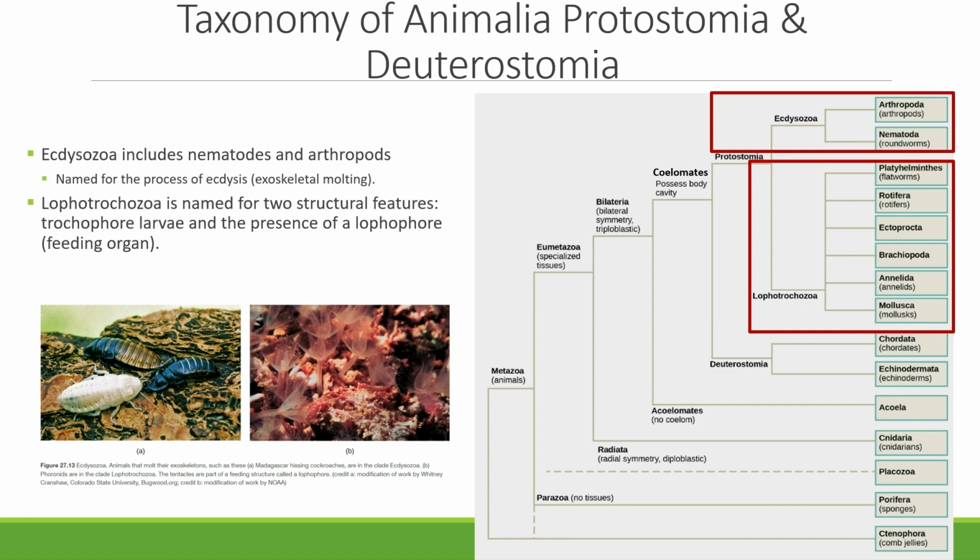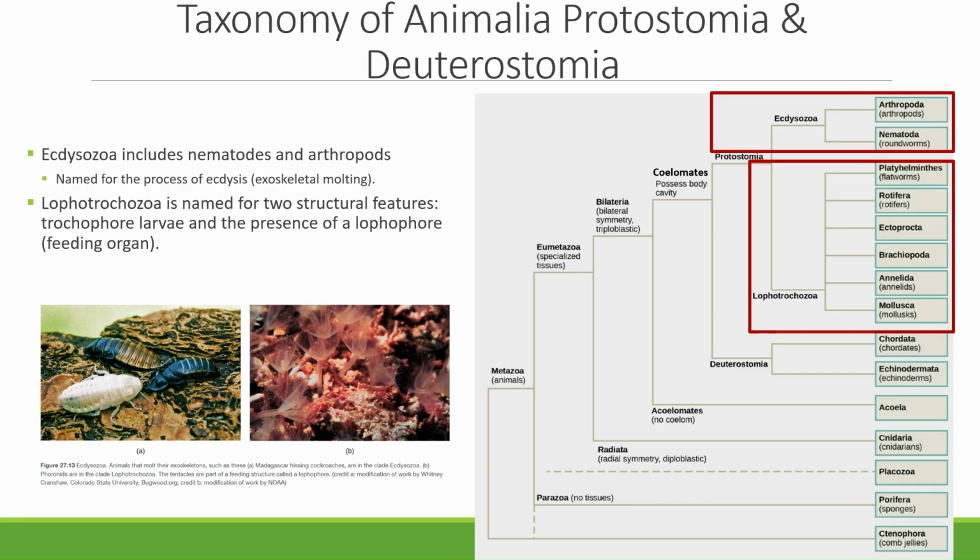The final group of the protostomia is the lophotrochozoans. Lophotrochozoa is named for two structures found in many of its members: the trochophore larvae, which is a free swimming larval stage with a band of cilia, and the lophophore, a crown-like feeding organ in some adults. You put the trochophore and the lophophore together, and you get the lophotrochozoa.